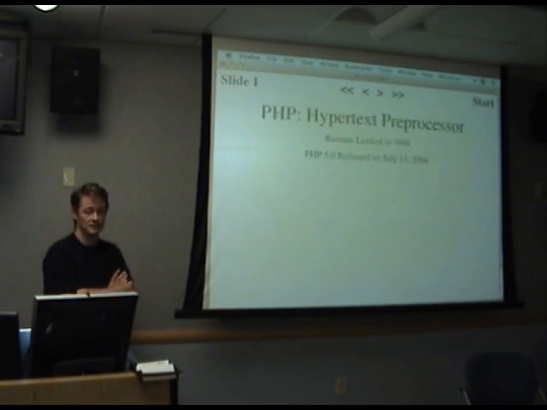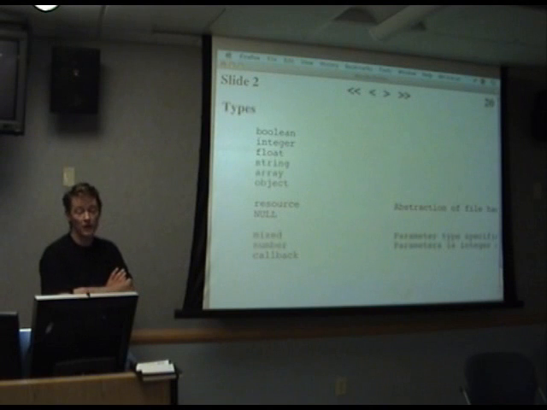PHP was invented back in '94. PHP 5 was released a couple of years ago, and it's the first real object-oriented release of PHP. They pretended to be OO before then, but this is when they started getting serious. And since then, really cool OO frameworks have been arriving.